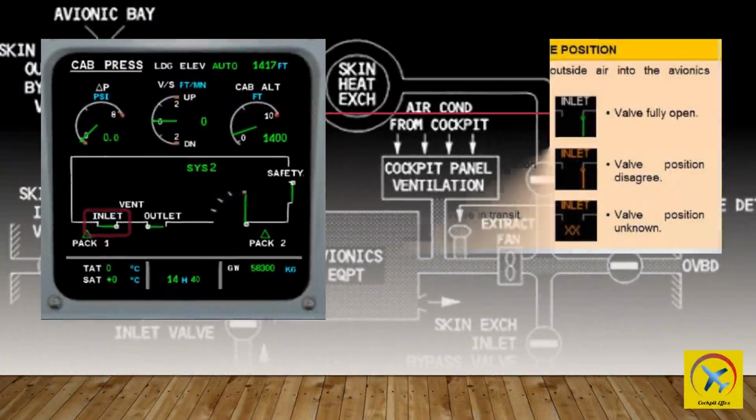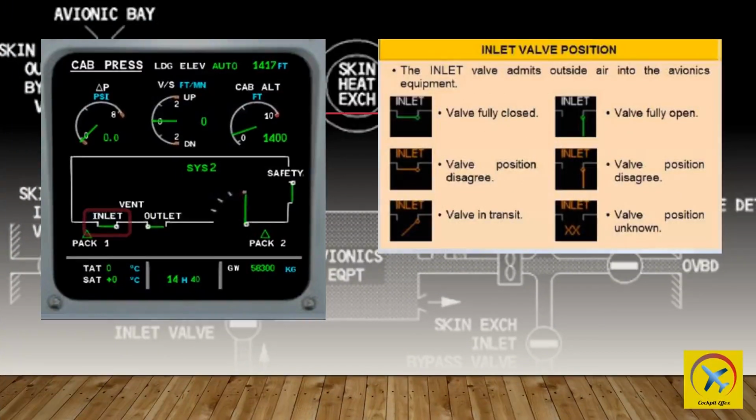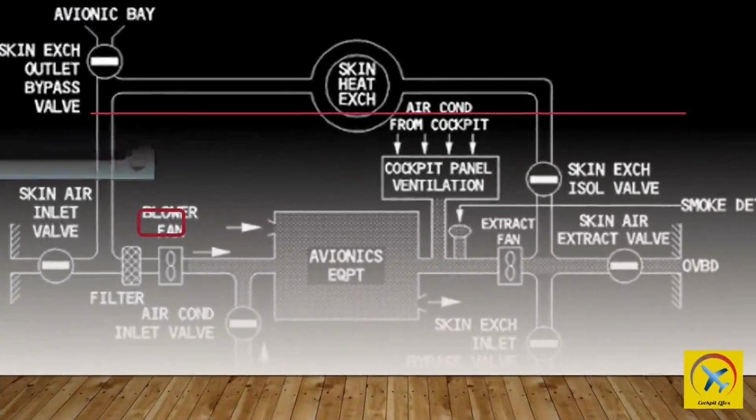The inlet valve admits outside air into the avionics equipment compartment. The inlet valve indication on the ECAM cabin pressure system display is green if it is either fully open or fully closed. It is amber open or closed if the valve position disagrees, amber half open during transit, and amber XX if the valve position is unknown.